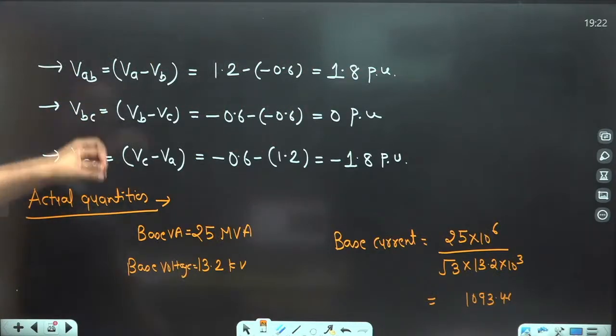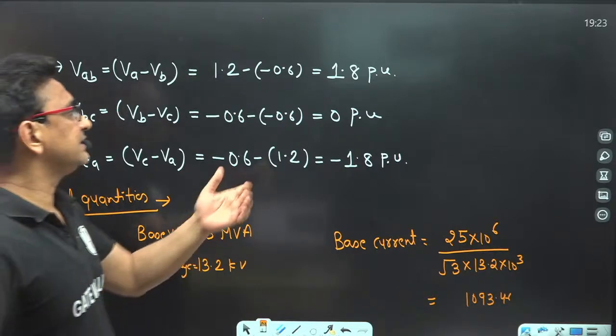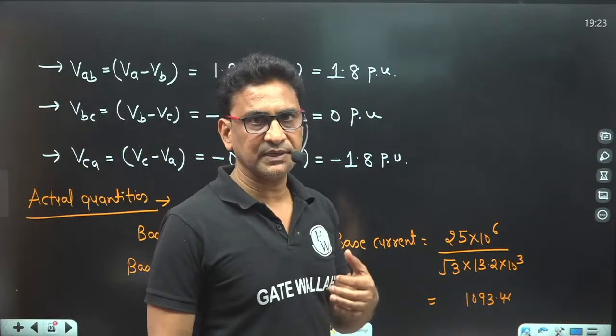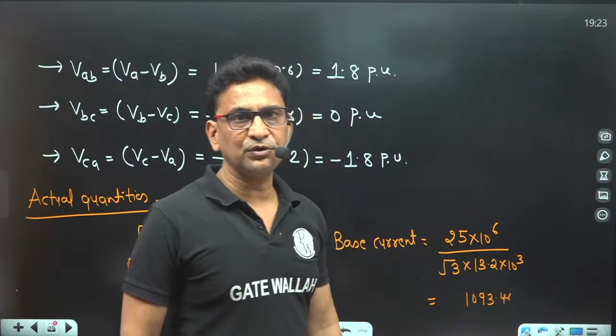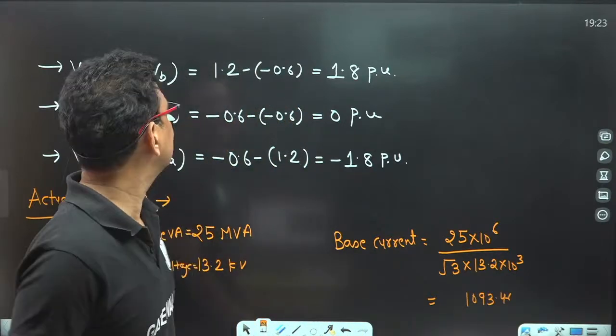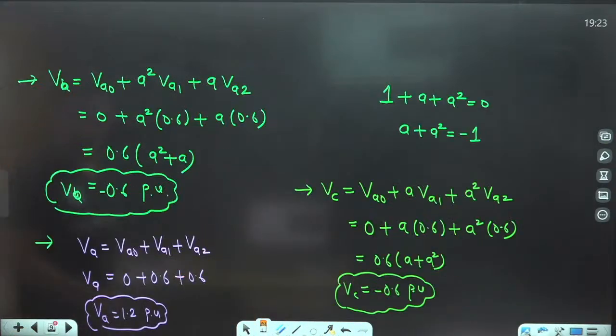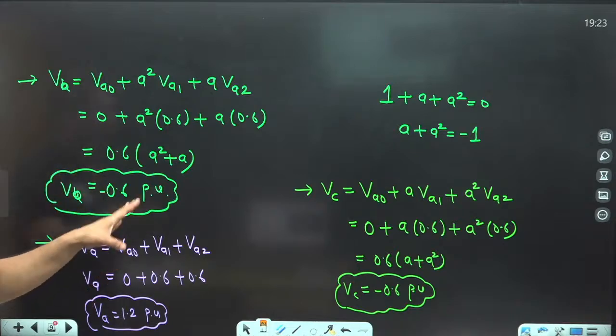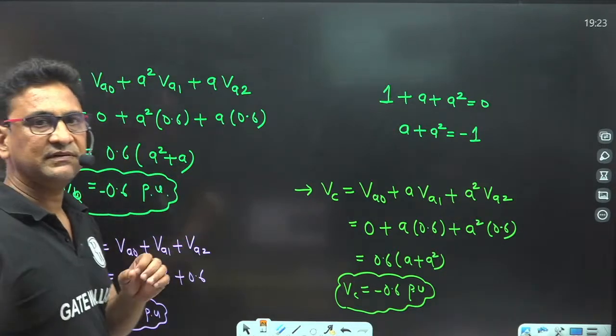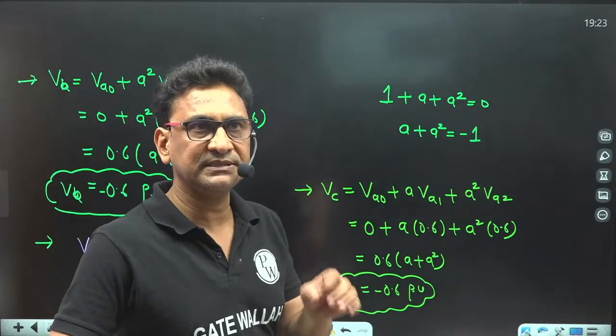If you convert these pu line voltages into actual voltages, the mistake most students commit is that they take the base voltage as the line voltage. But you don't have to take the line voltage as the base voltage, because we have just got this value VA from the sequence network, and the sequence network is always the per phase network.